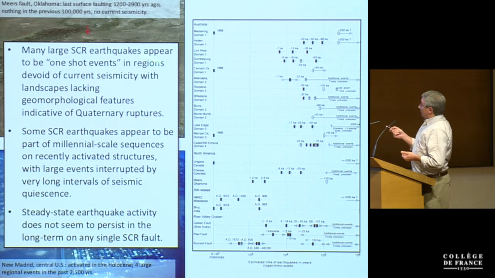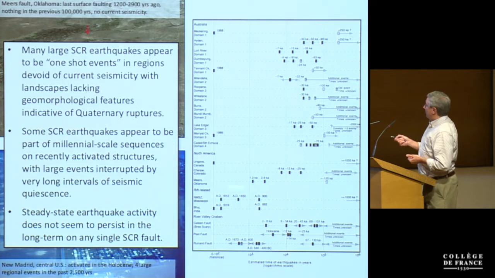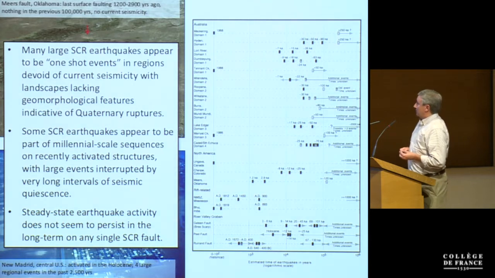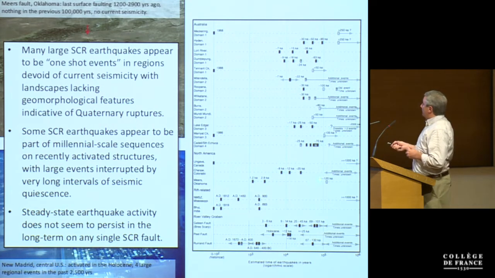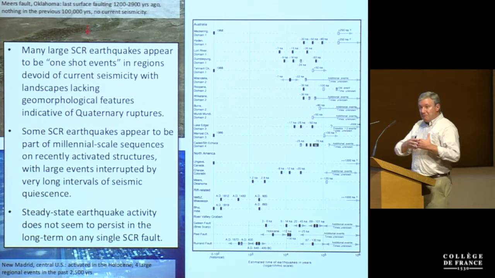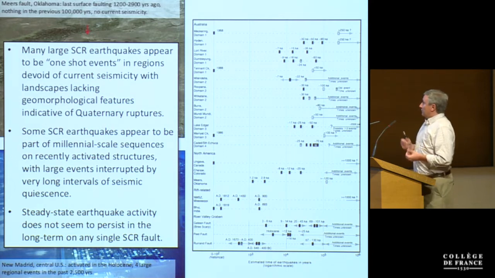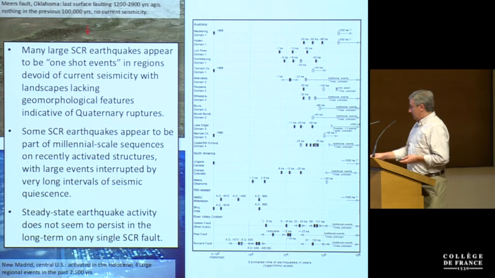Some of them are one-shot events, but like I said, for New Madrid here is a series of earthquakes in the past few thousand years. Some may be part of a millennial scale sequence of events, and with, in some cases, interruptions that last many thousands of years. So the notion of a steady state activity in those systems doesn't seem to apply, and my claim here is that steady state earthquake activity does not persist in the long term on any single SCR fault.